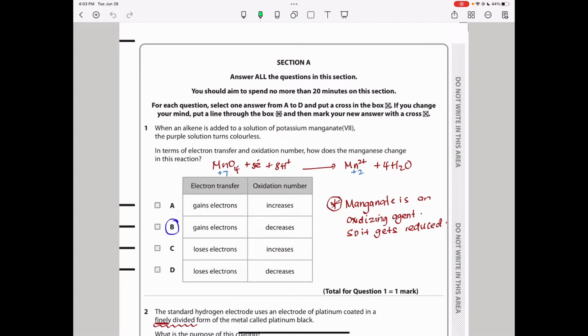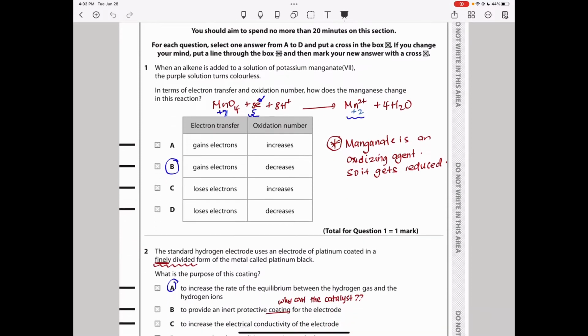So I wrote for you a reaction that occurs here. Remember, this is 5, those are 5 electrons. So the manganate 7 has oxidation state plus 7 here, and then 5 electrons are going to be gained. The other side, we get manganese 2. So manganate 7 gains electrons, and the oxidation state decreases from plus 7 to plus 2. As we can see, this is going to be the answer, which is part B here. I will continue to the next question.